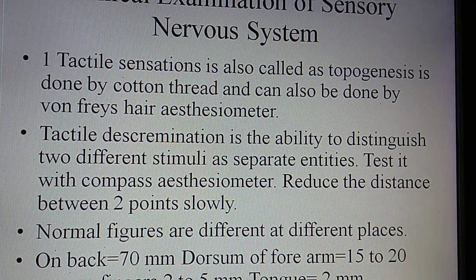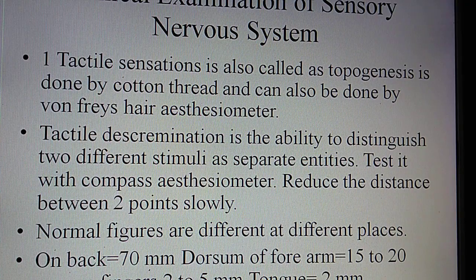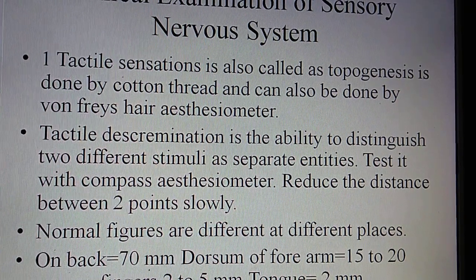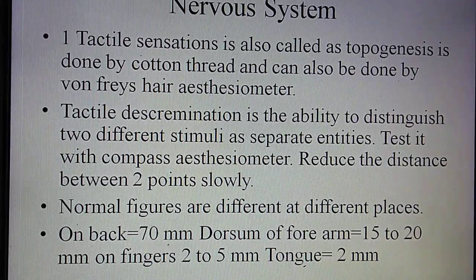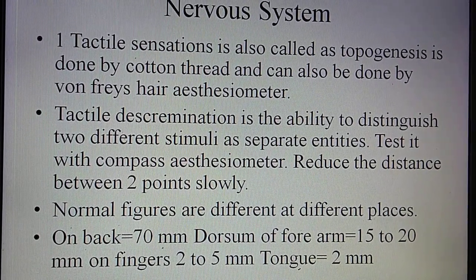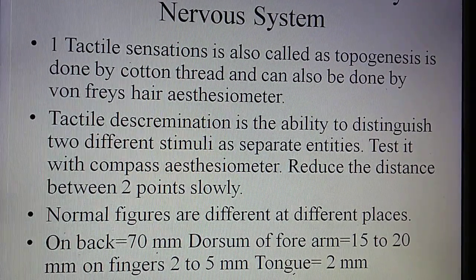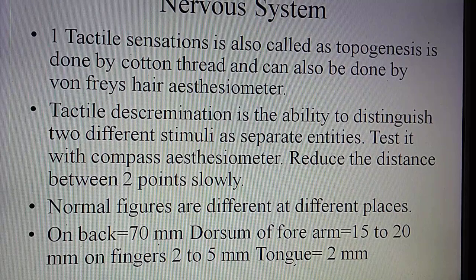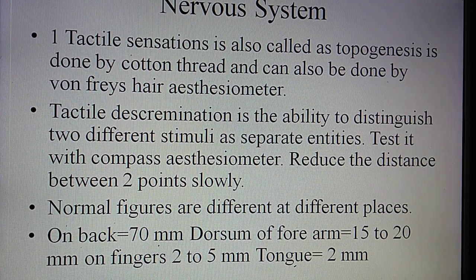Now, tactile sensation is done with cotton thread and can also be done with a bristle or hair aesthesiometer. Tactile discrimination is the ability to distinguish two different stimuli as separate entities. Test it with the compass aesthesiometer. Reduce the distance between the two points slowly. Normal figures are different at different places. On the back the area is big, about 70 millimeters. On the dorsum of the forearm it becomes 15 to 20 millimeters. On fingers 2 to 5 millimeters, on the tongue it is 2 millimeters.